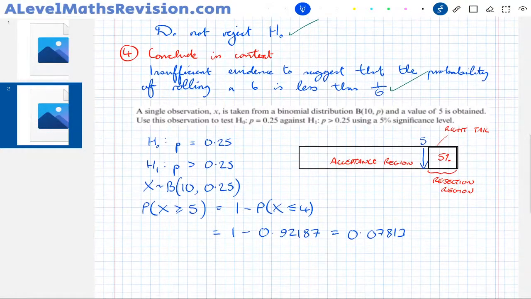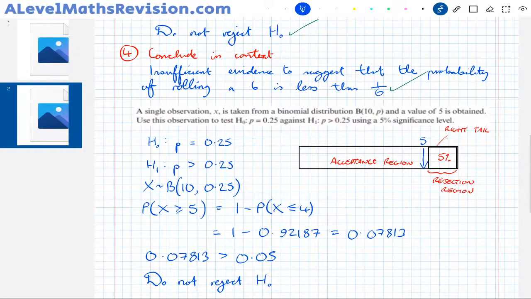So remember, to get the marks, compare to the significance level. 0.07813 is actually outside, is bigger than the significance level. Therefore, unfortunately, do not reject H0. I thought we had it there.